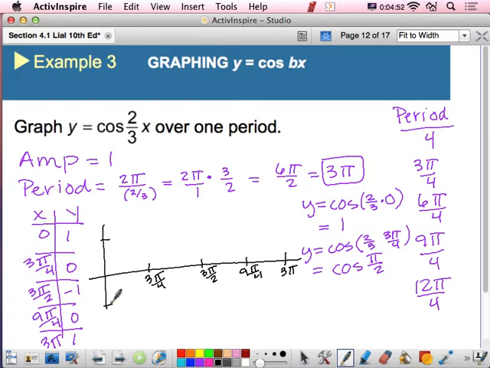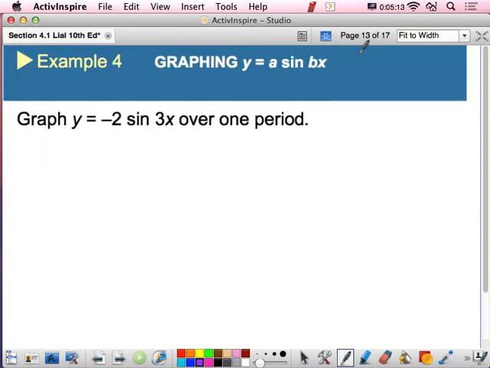So we have 0, 1. Then it goes to 0, then it goes to negative 1, then it goes to 0 again, and then it goes back to positive 1. That's the graph of y equals cosine of 2/3 x. Now we want to graph y equals negative 2 sine of 3x.